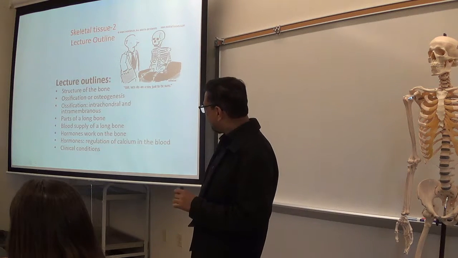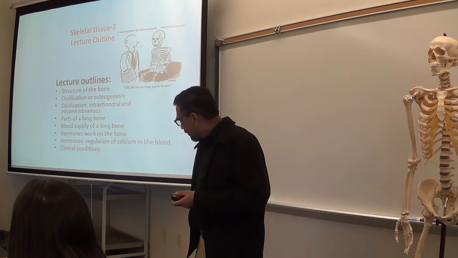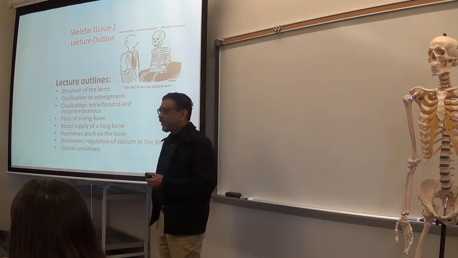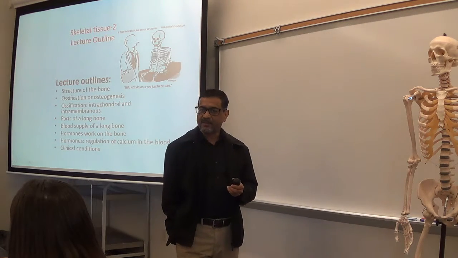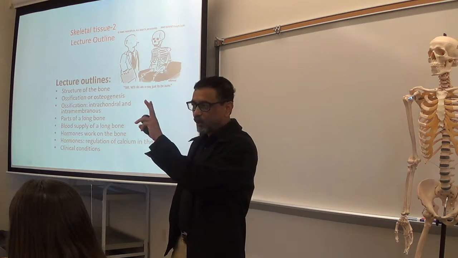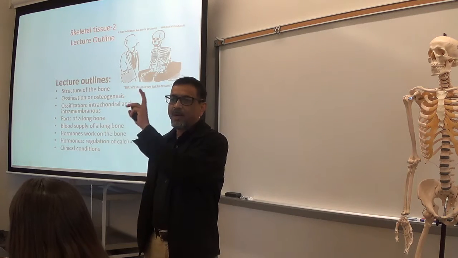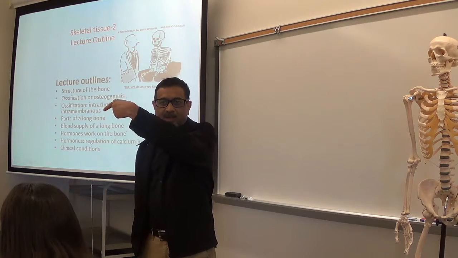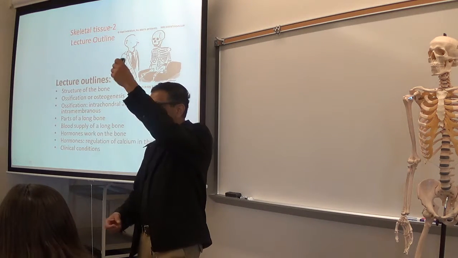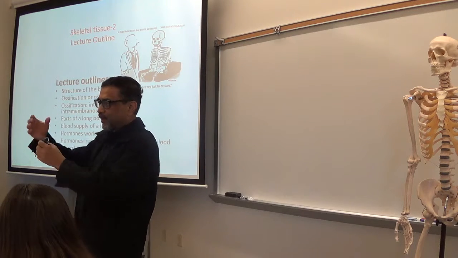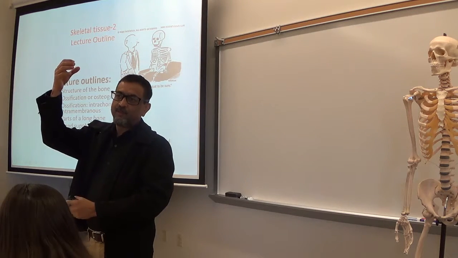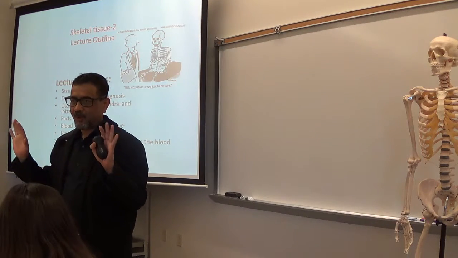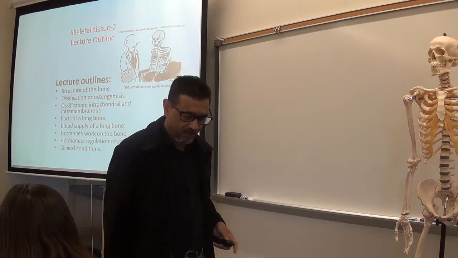Then we'll talk about the blood supply of the long bone. Hormones work on the bone, and the hormones regulate the calcium in the body. So there are two groups of hormones. One group comes from outside and works on the bones to grow the bones. That is one type of hormones, okay? Help to grow the bones. Another type of hormones regulate the calcium in the blood. So we'll talk about both types of hormones.